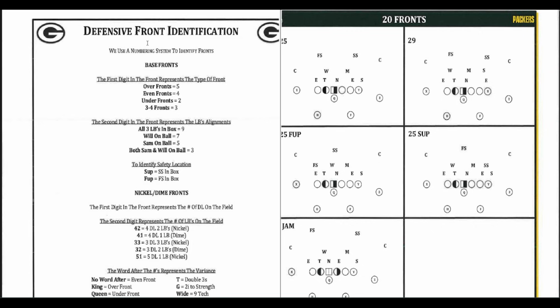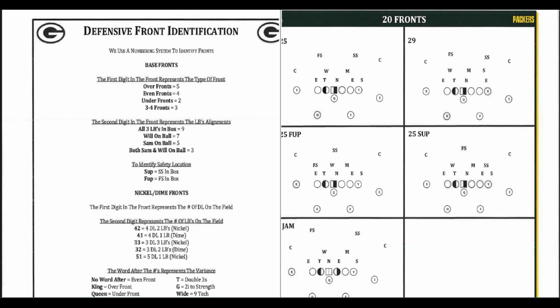Now, in terms of the base fronts, this is how they identify the base fronts and the nickel and dime fronts. You'll see the difference. Base would be 4 down linemen, 3 linebackers in the game. You don't have 5 defensive backs, you just have 4 DBs. So this is how they will identify those.